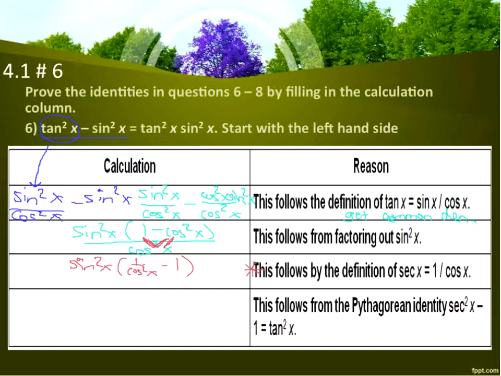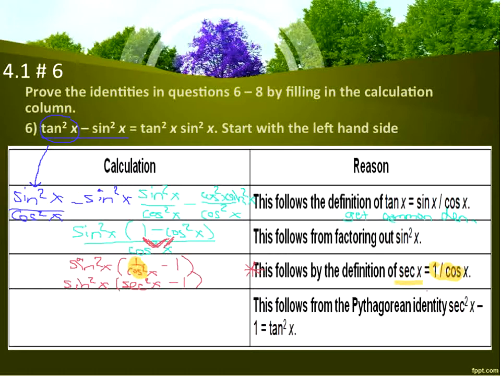So now my next reason over here says this follows by the definition of secant x equals 1 over cosine x. So what they're talking about there is this portion. The 1 over cosine x can become secant. So let's change it. Out in front I have sine squared x, and this is going to become secant squared x minus 1.